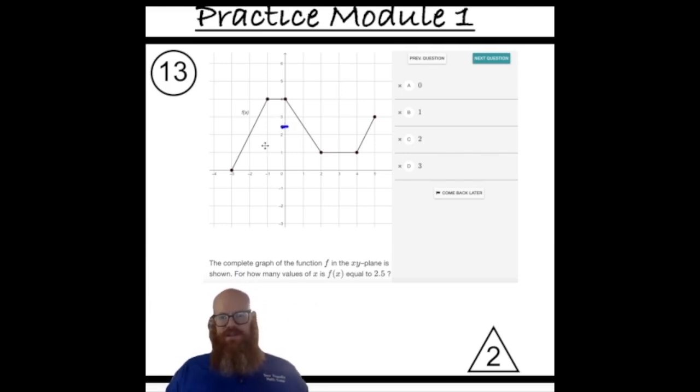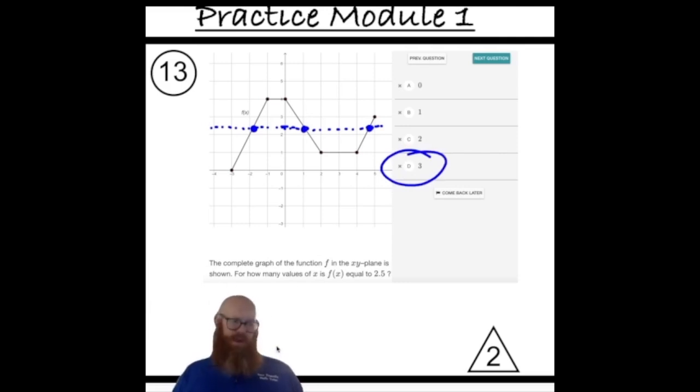So what I like to do is just imagine making, my bad, you'd have to imagine it because you don't have the ability to draw on it the way that I do right here. So you're going to be looking at the screen on your actual test, and you're just going to imagine making a horizontal line across. And you're going to say, well, when is it 2.5? It is here, it is here, and it is here. That is 3 different values, so the answer is simply just 3.